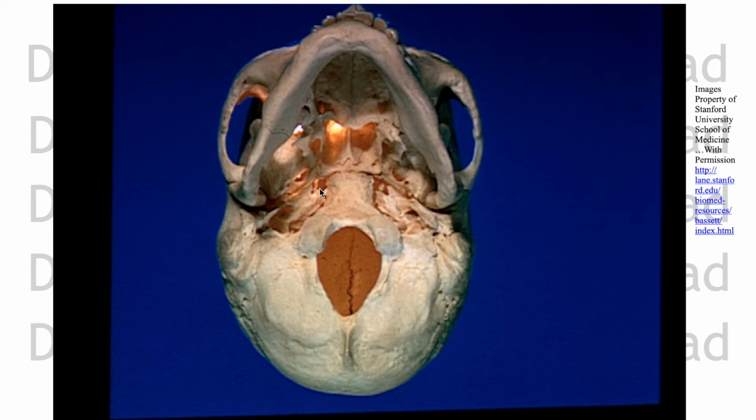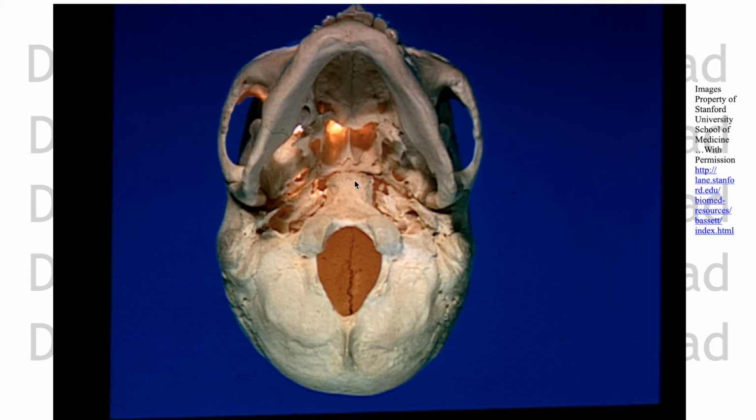It's usually covered during life with cartilage, and this is the carotid foramen, in which the internal carotid artery will enter the bone, run anterior and inferior to the middle ear, and emerge from the inside, as I told you its story in the cavernous sinus.